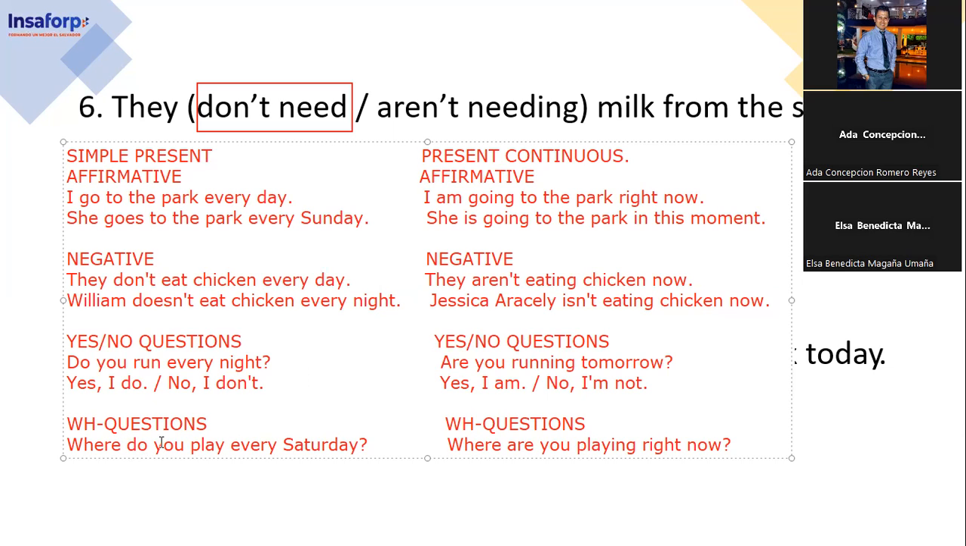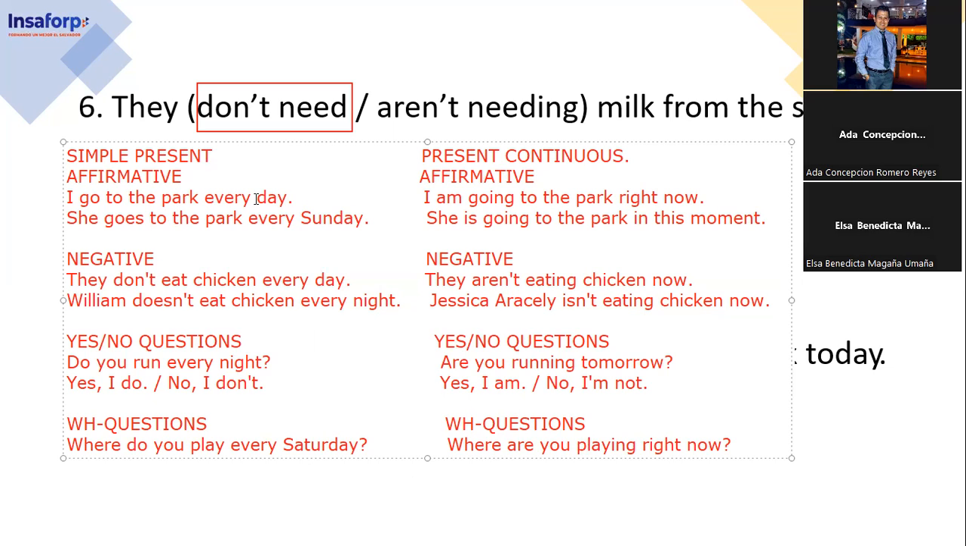The same happens with the WH questions. Where do you play? When do you play? Who do you play with? Why do you play? Etc., right? And where are you playing right now? Notice that it's repetitive, right? Vean que esto es repetitivo.